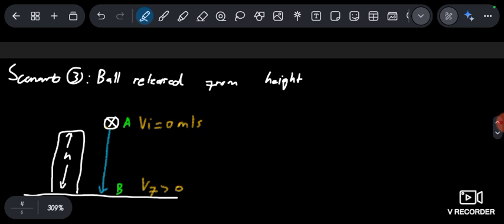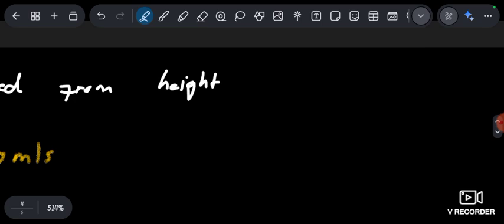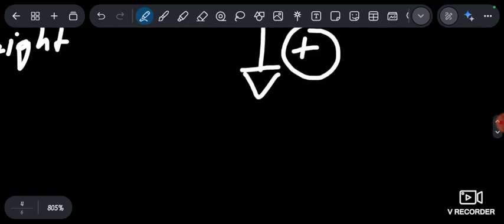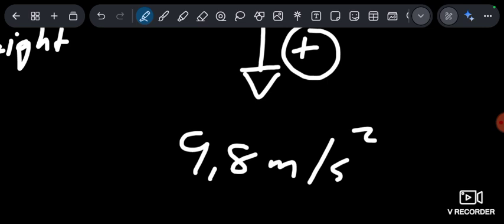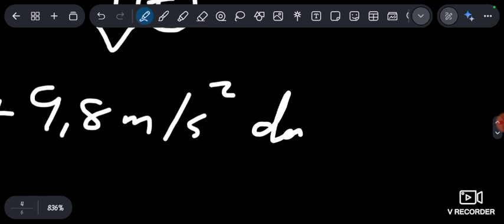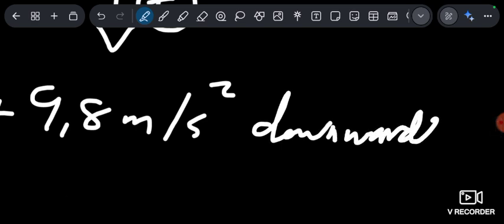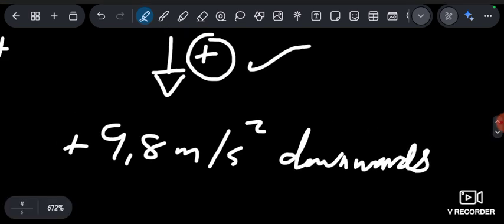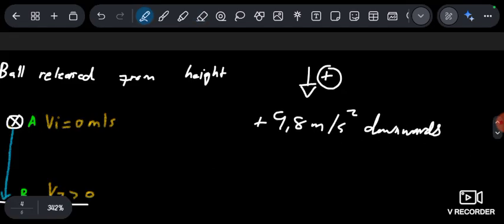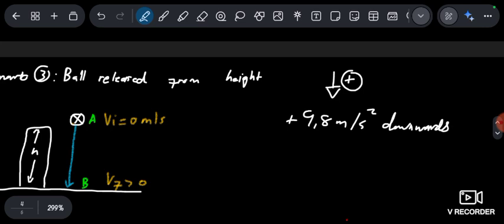Now, if a ball is released from a height, the first direction is downward. So that means down is positive. That means our 9,8 is going to be positive. Why? Because it always acts downwards, and if you take downward as positive, it's going in the same direction as the direction that we chose as positive. So it has to be positive. Do you get me? Fine.